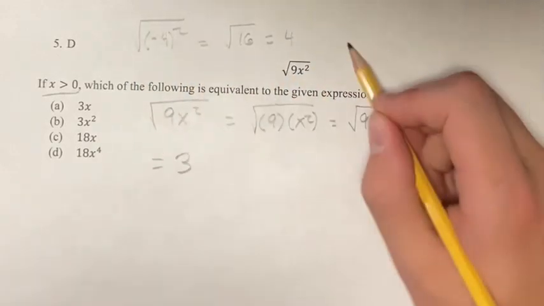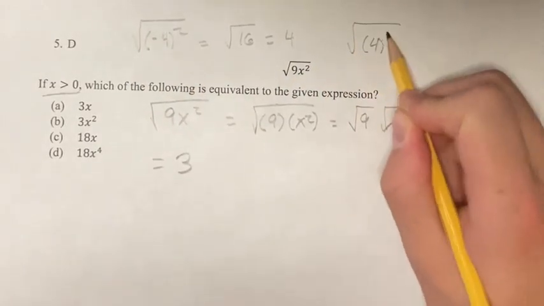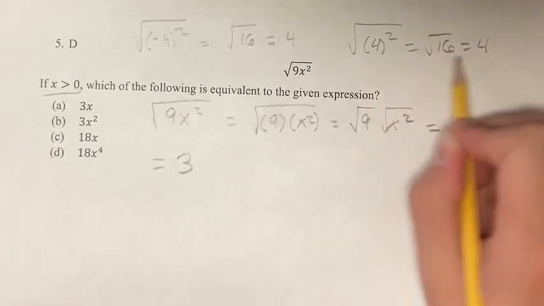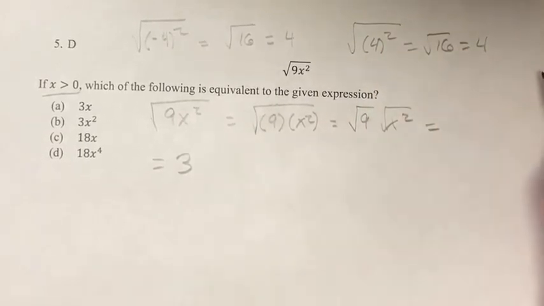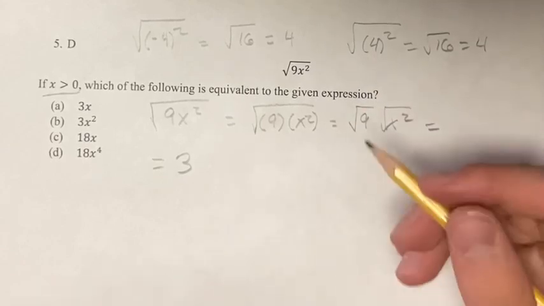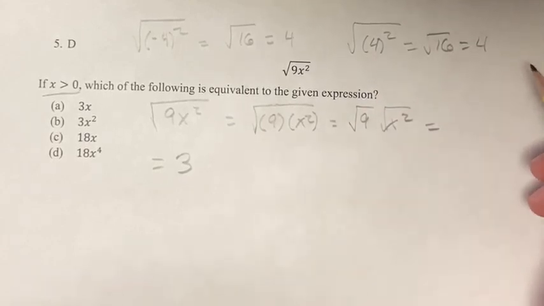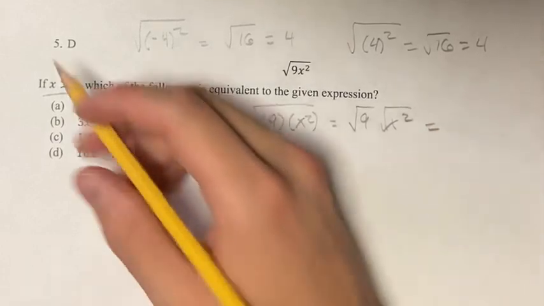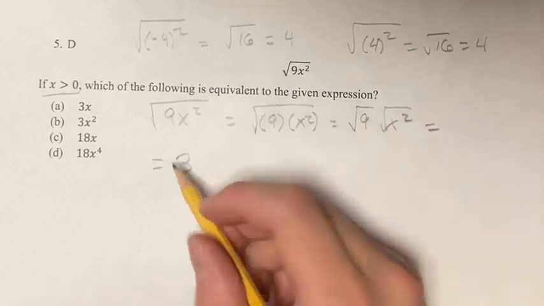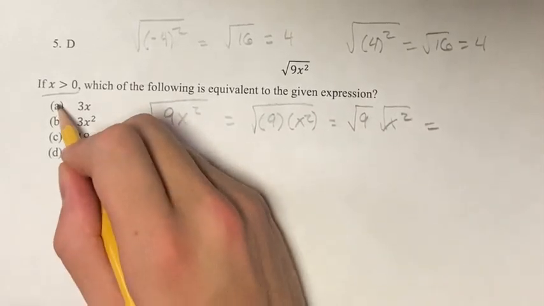If we had 4 squared in here, so the square root of 4 squared, this is equal to the square root of 16, which is equal to 4. And in this case, the square root of x squared is equal to x, right? And this is true for values that are greater than or equal to 0. So with the given information that x is greater than 0, we know that the square root of x squared is just x, so this is 3x, which is going to line up with A.